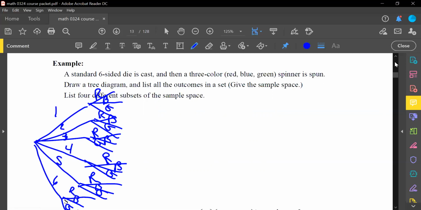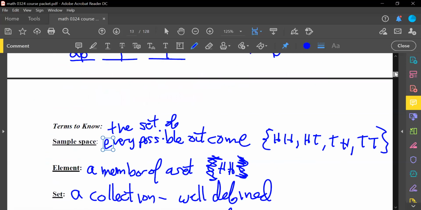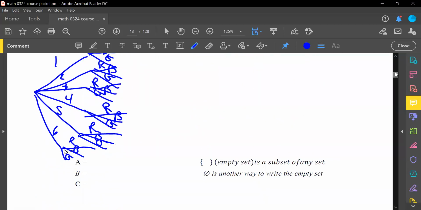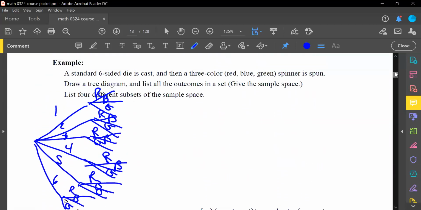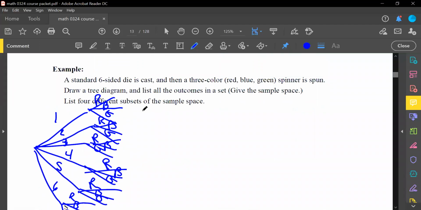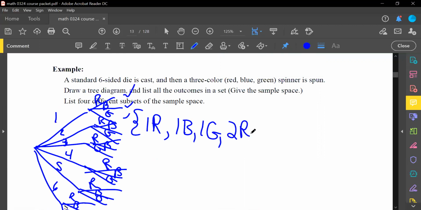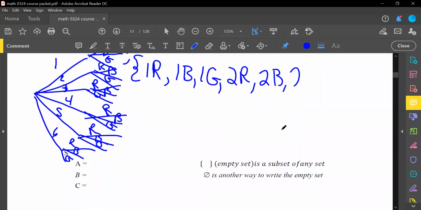All right, so then to get the sample space, I would have to look down the branches and list every single element in there. So I'm gonna start this, probably not finish it. So like a 1 in a red spinner, a 1 in a blue spinner, a 1 in a green spinner. So I'm just reading down the branches. This would be 2 red, 2 blue, 2 green, and you get the picture. Okay. All right, so that's kind of how a tree works.